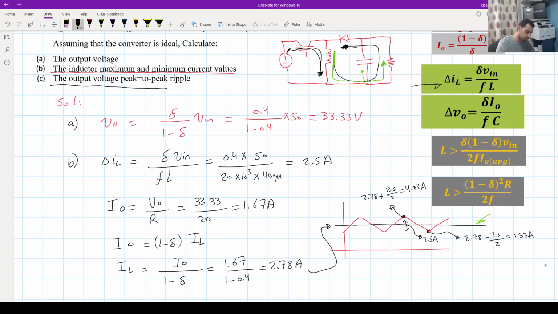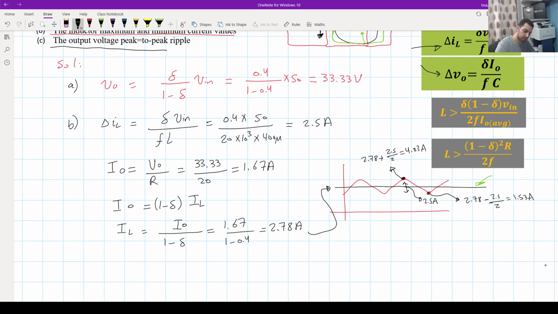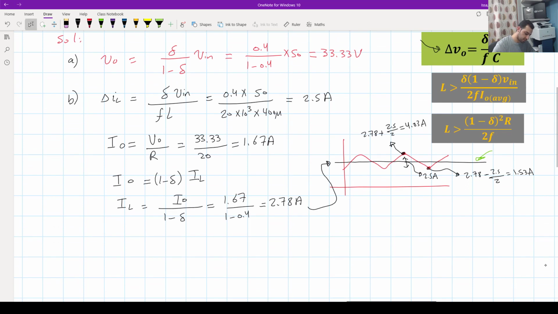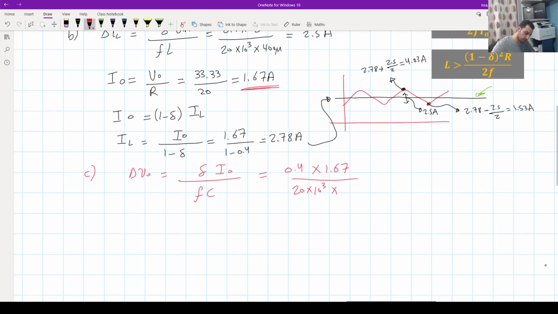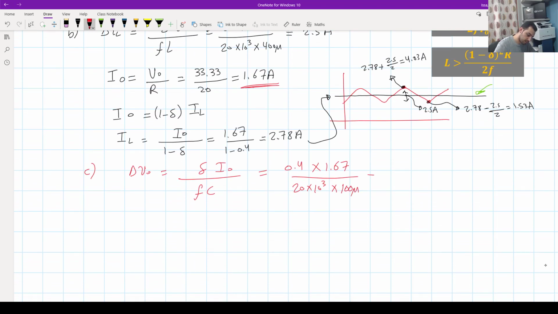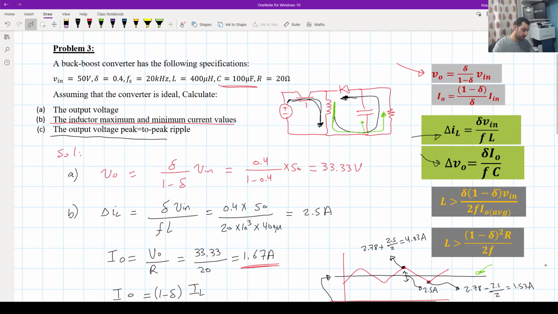Now the last one is the output voltage peak to peak ripple, which is delta V output here. I think we can really use the equation delta V output equals delta I output divided by F and C. I think all of these are known. No, this is the output, 1.67 divided by the frequency 20 kilo multiplied by the capacitance, which is given here, 100 microfarad, and that gives a value of 0.334 volt. And that's it for question number 3.